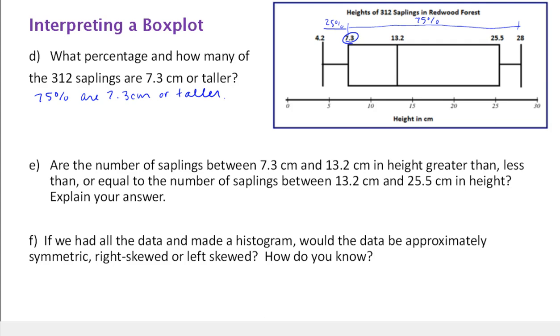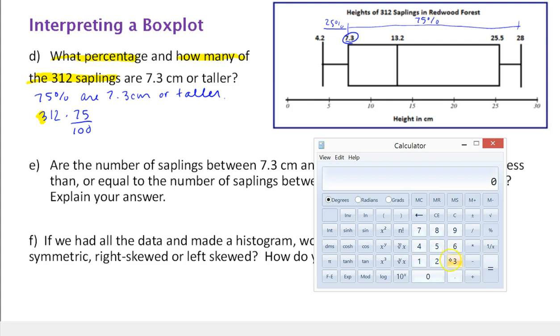And notice we're also asked, it said what percentage and how many of the 312 saplings. So we need to find 75% of 312. We will take 312 and find 75%, 75 out of every 100 of the 312. So times 75 divided by 100. Notice that's also 3/4. So 234 saplings.